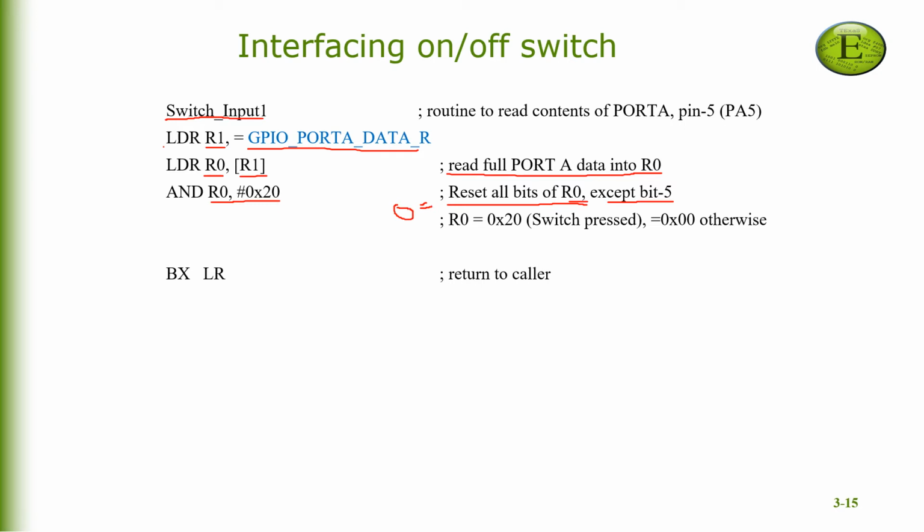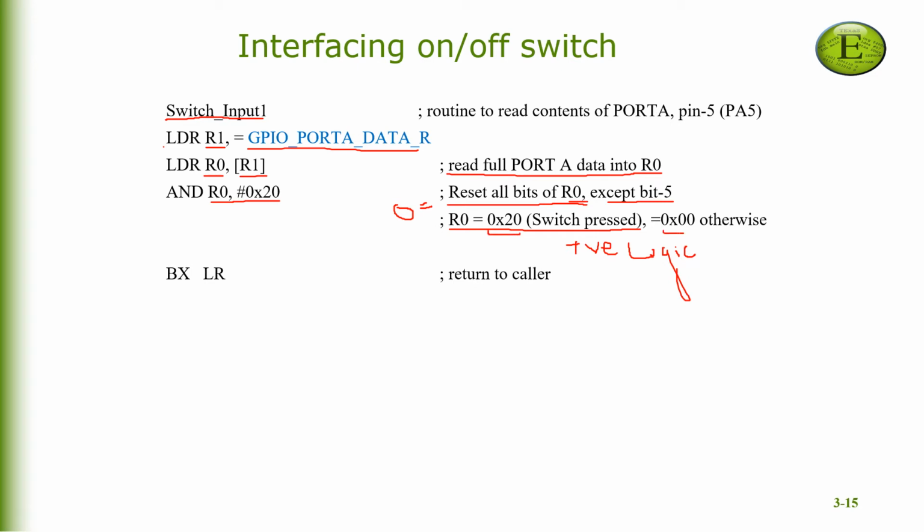And in the case where the switch is pressed, assuming we are working with positive logic, we are going to get 1 in bit 5 of R0. And that's because port A, bit number 5, will be connected to the high voltage. Hence, bit number 5 of R0 will be equal to 1. All of the other bits are 0. So R0 will read hex 20.